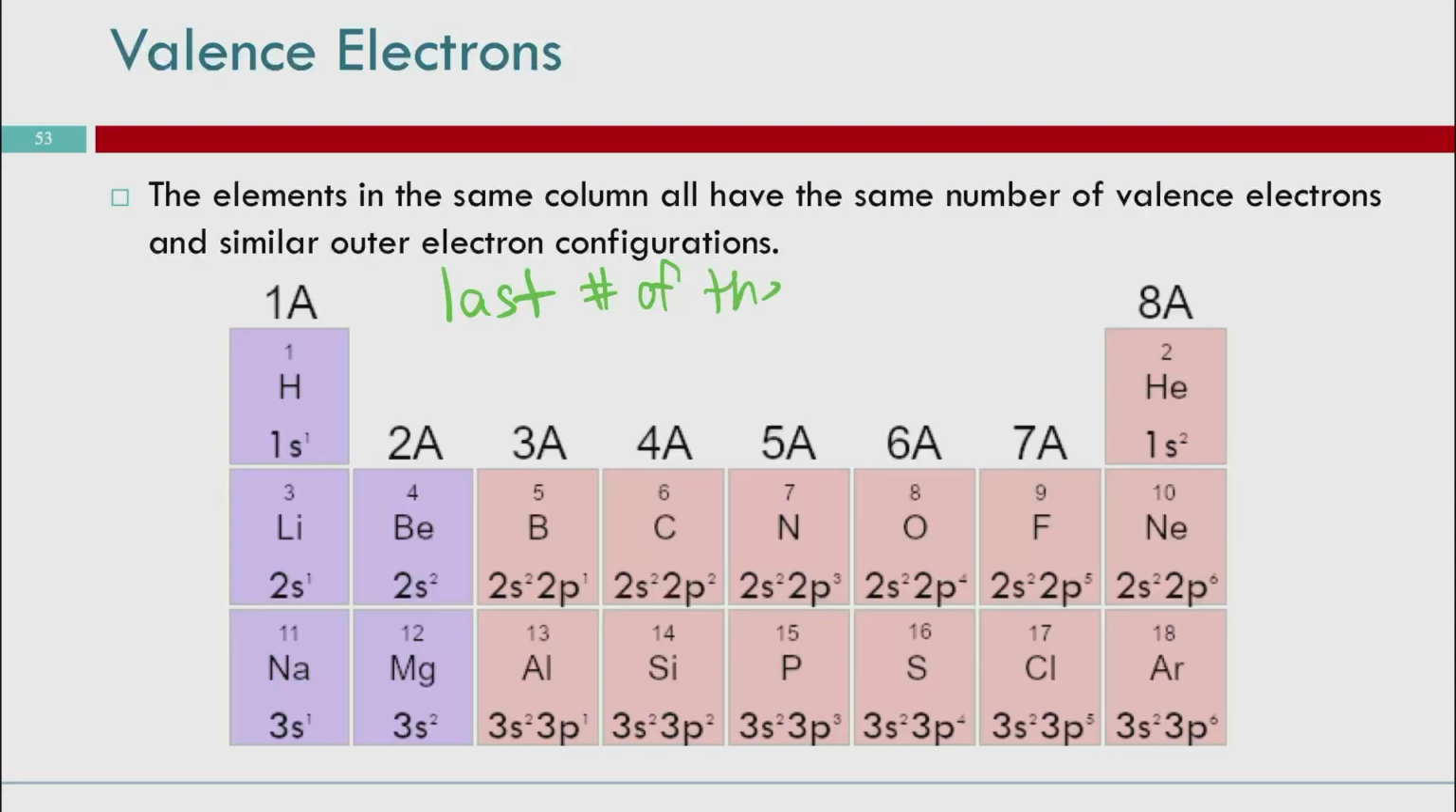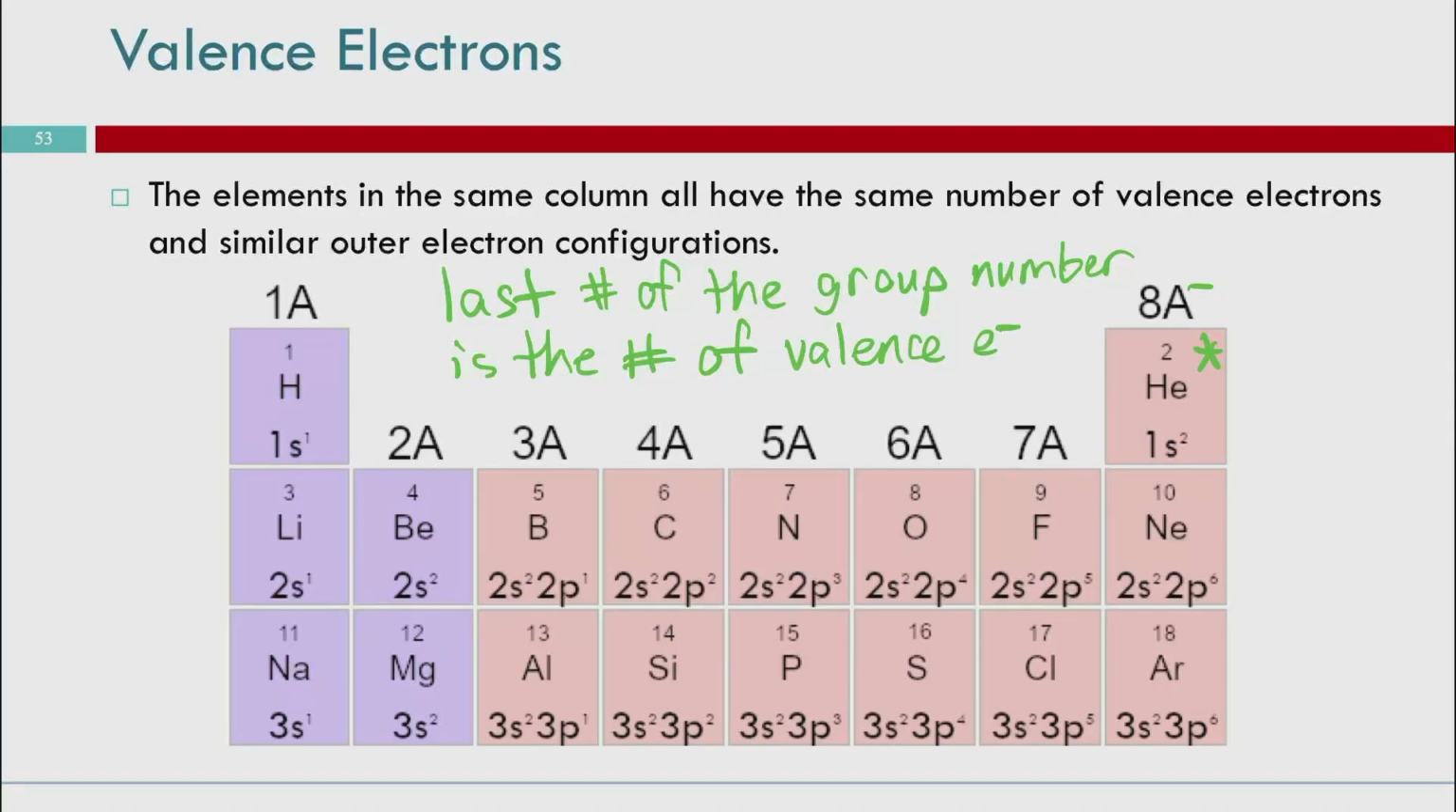So last number of the group number is the number of valence electrons. Except for helium. This also doesn't work for our transition metals. But for our main group stuff, which is mostly what we care about, things that aren't transition metals, this holds true. So this is really nice for very quickly being able to figure out how many valence electrons an element has, which you will want to be able to do, because we're going to be using valence electrons quite a bit later in the back half of this chapter.